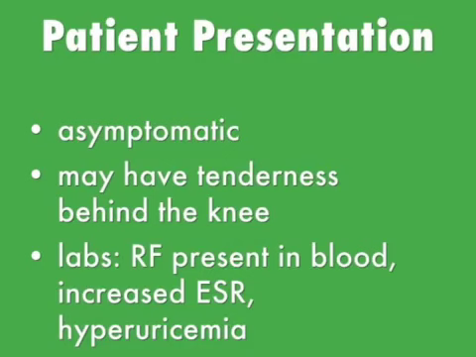Let's begin by going over a Baker's cyst. A patient usually is asymptomatic, but some may have tenderness behind their knee. Labs associated with a Baker's cyst include rheumatoid factor present in the blood, which is related to rheumatoid arthritis. Patients may have an increased erythrocyte sedimentation rate, which is related to inflammation, and hyperuricemia, which means a high level of uric acid in the blood, normally caused by gout, which can lead to a Baker's cyst as well.